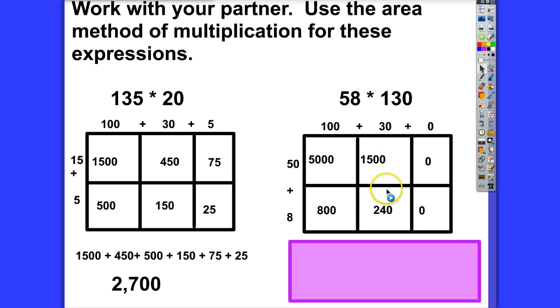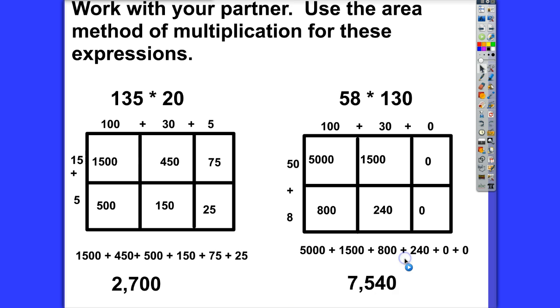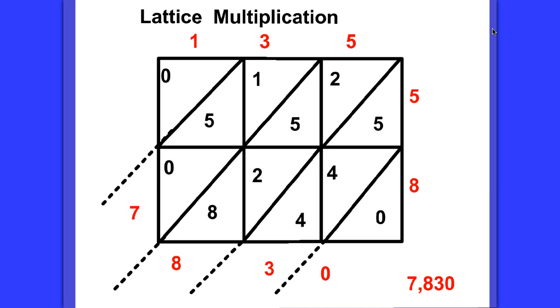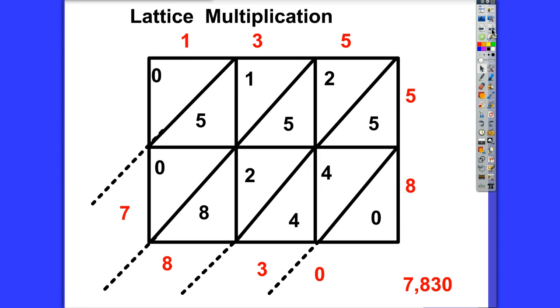So when you add your products, adding 0 to a number still gives you that same number. So we're going to combine our whole numbers that we have here and get a product of 7,540. So that's the area model of multiplication. Now we're going to go to this example for lattice multiplication, and I'm going to work through this with you so you can see what's happening.